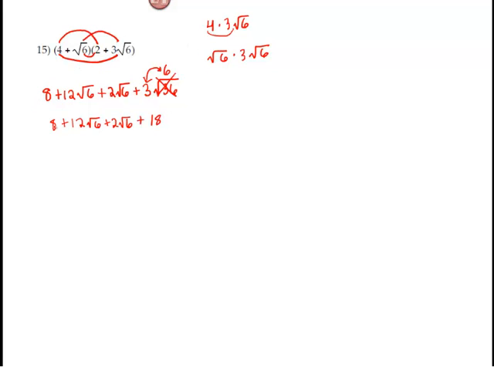Now we're ready to add like terms. The numbers that don't have a radical will go together. 8 plus 18 is 26. The numbers with our radicals, 12 plus 2 is 14 square roots of 6. And that's our answer. We can't add those together because one has a square root and one does not.